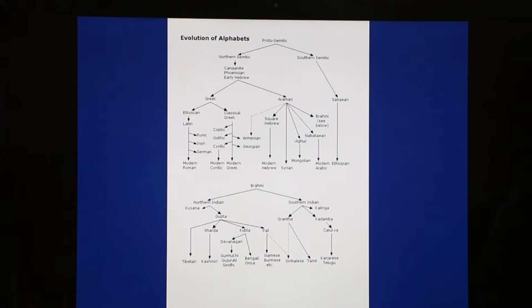And this is one of the more popular versions today. It all starts with Proto-Semitic, they say. That leads to Southern Semitic, Sabaean, Ethiopian. The Northern Semitic leads to Canaanite, Phoenician, early Hebrew. That leads to Aramaic and Greek. The Aramaic leads to Armenian and Georgian, modern Hebrew, Syrian, Uyghur, and Mongolian, Nabatean, and modern Arabic, and Brahmi, which then leads to North Indian, South Indian, and all of this.